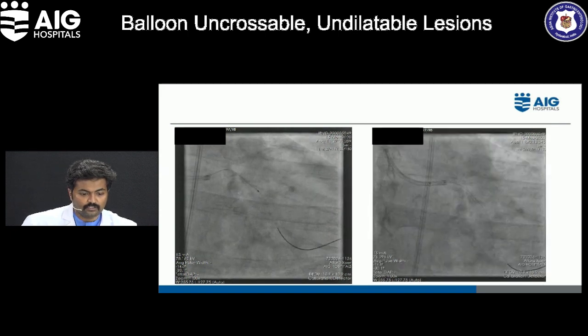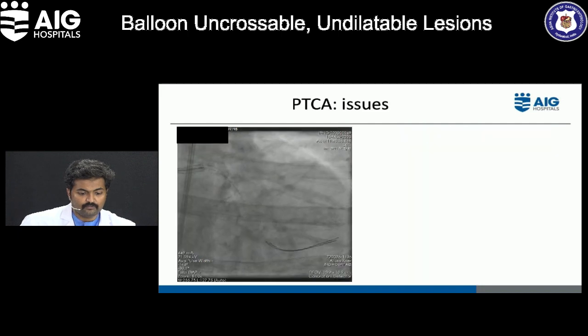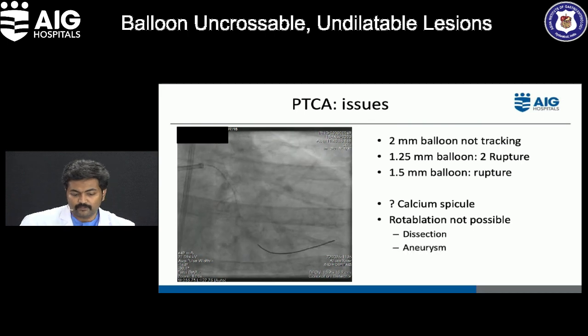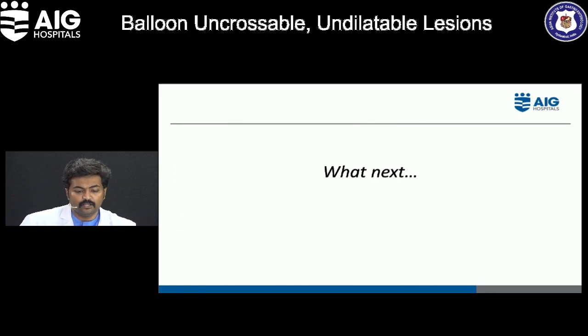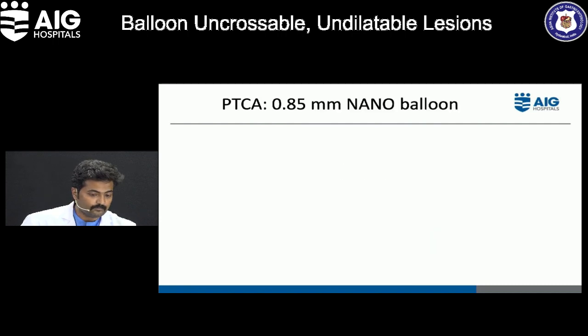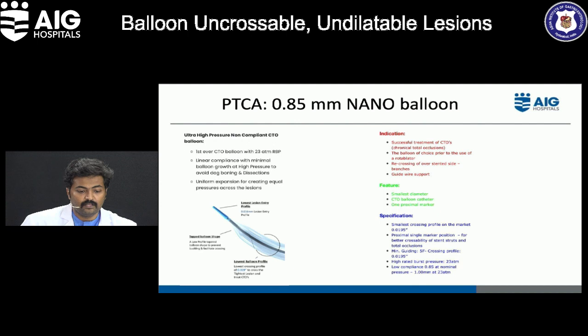So then suddenly the only option in our mind at that point of time, because multiple balloons were rupturing because of the calcium spicule, and rotablation was not possible because of the dissection, aneurysms and the tortuosity. Rota was not possible, and IVL won't cross when even the smaller profiles were not crossing. The option of abandoning the procedure was also considered at that point of time. Then one of the colleagues there suggested a balloon which we normally use in CTOs, a 0.85 Nano balloon which was on the shelf on that day.